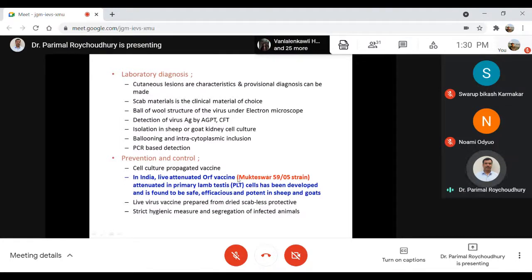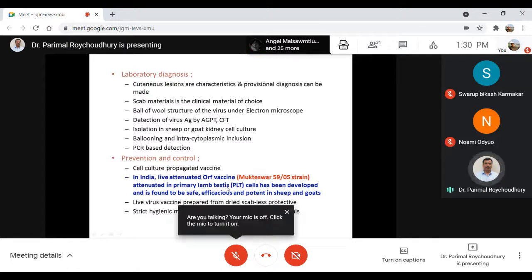You know the Muktesar, it's a place in Uttarakhand where we had the virology laboratory under IVRI, and in that laboratory they developed an attenuated strain by passaging almost 135 passages of the wild type virus in primary lamb testicle cell culture. They could get an attenuated strain, and that gives us very good protection against the disease.